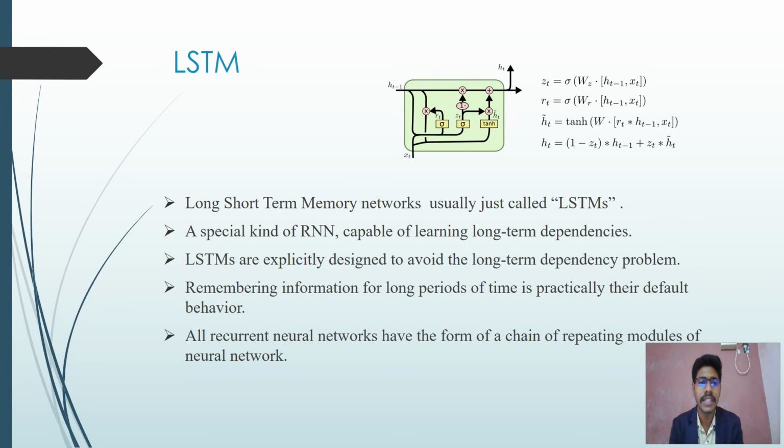Then we use an LSTM. LSTM is a long short term memory network. It is usually called LSTM. It is a special kind of RNN. You know that RNN is a recurrent neural network capable of learning long-term dependency. LSTM is explicitly designed to avoid the long-term dependency problem.